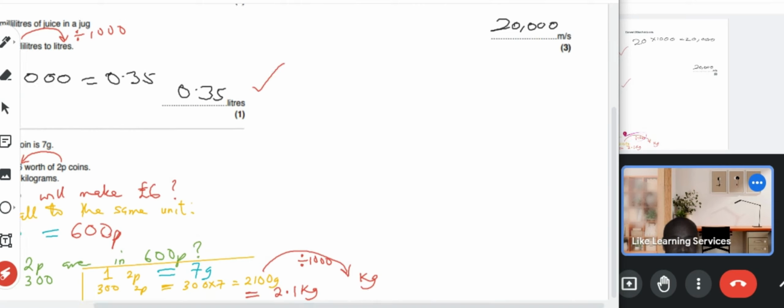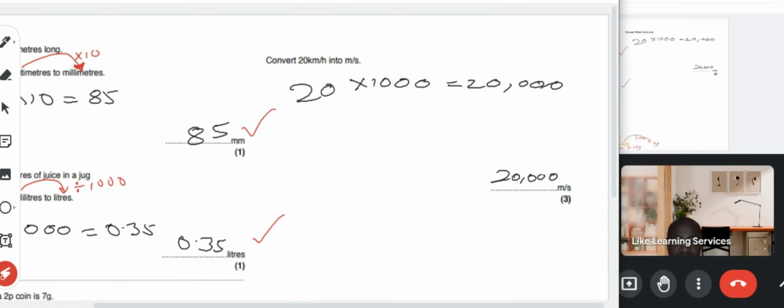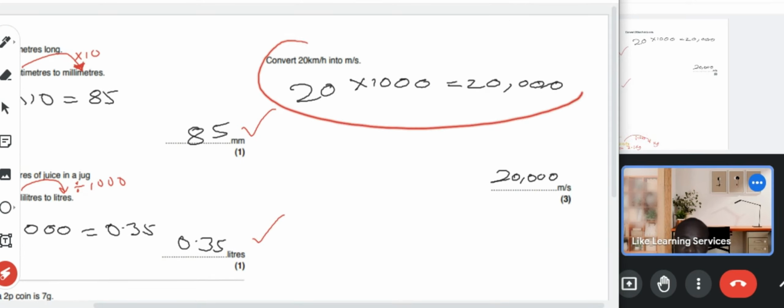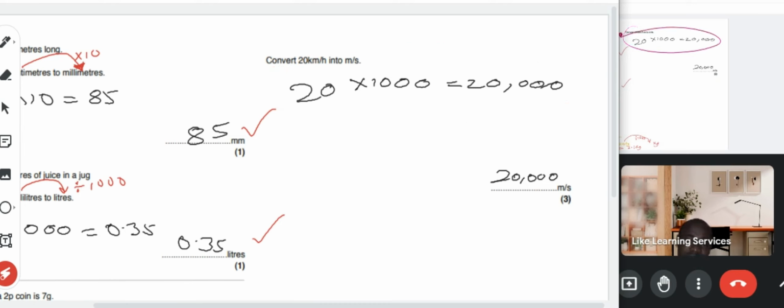All right, beautiful. Now look at this one. You actually tried in this, but you didn't take note of something. It says convert 20 kilometers per hour into meter per second. You were able to change the kilometer to meter, but you didn't remember to change the hour to seconds.